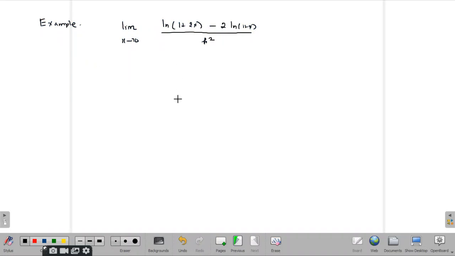Dear student, the next question, one more similar question. Limit x approaches 0, ln of 1 plus 2x minus 2 ln of 1 plus x, divided by x square. That is not h, it should be x, the variable is x. What is the direct limit? X equal to 0, log 1 is 0, so 0 by 0, indeterminate form.